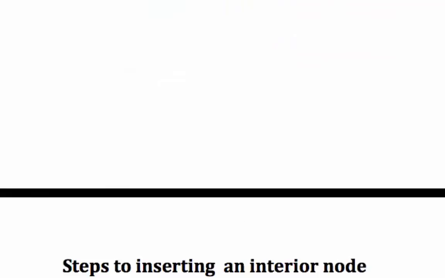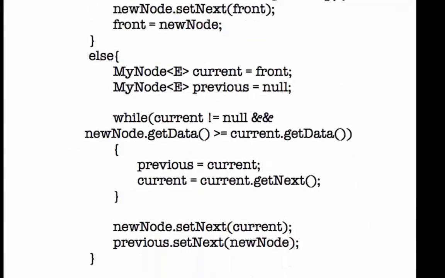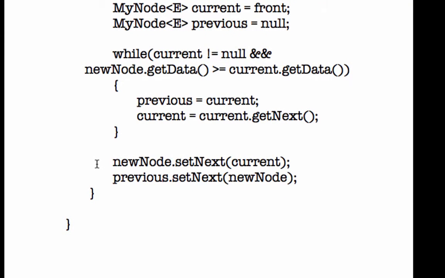Okay, so that in my code is this section here. I need two statements. One that says connect the new node to the rest of the list: change the next in new node to have the same value as current. This links new node to the current list. And then connect the list that precedes the new node to new node.